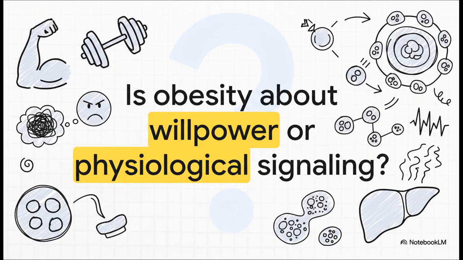Which brings us to our final thought. After walking through this entire complex biological cascade, from broken hormones to cellular resistance and organ toxicity, it really forces you to ask a fundamental question. Is obesity a disease of willpower, or is it a disease of broken physiological signaling?